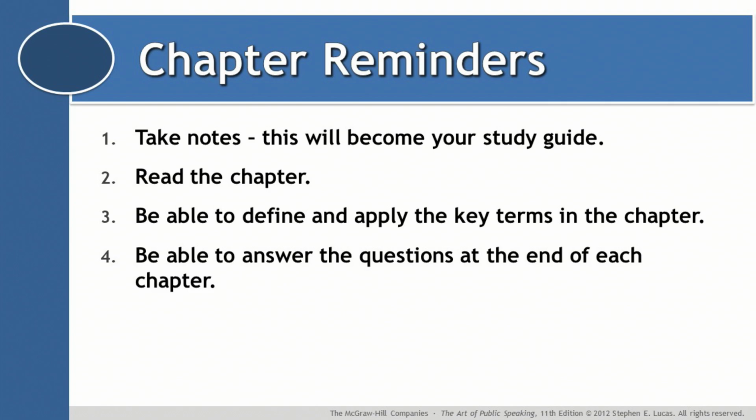Additionally, please make sure that you read Chapter 5, and you should be able to define and apply the key terms in the chapter upon reading. And additionally, you should be able to answer the questions at the end of Chapter 5. So with that said, let's take a look at Chapter 5, Selecting Topic and Purpose.